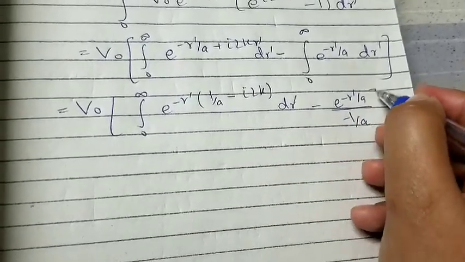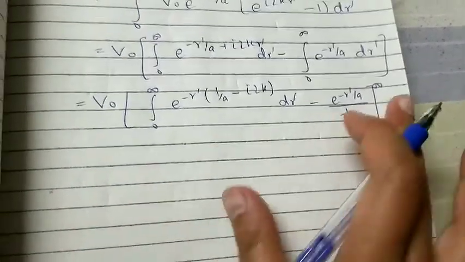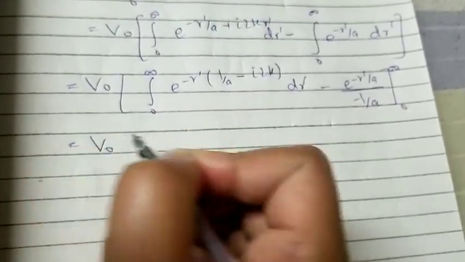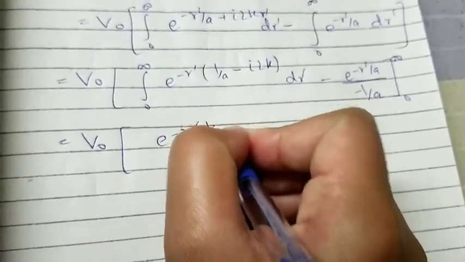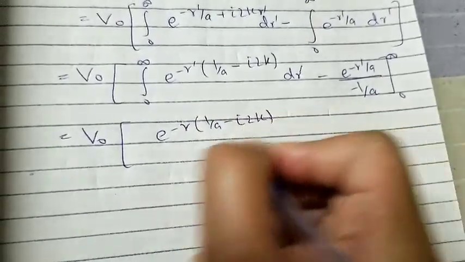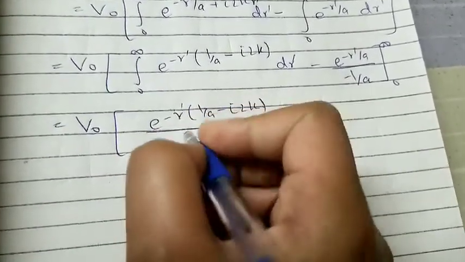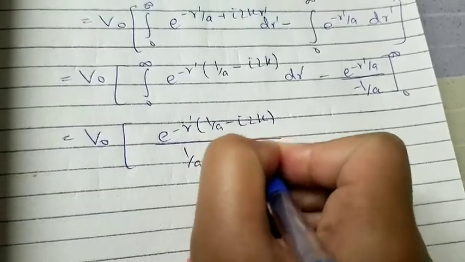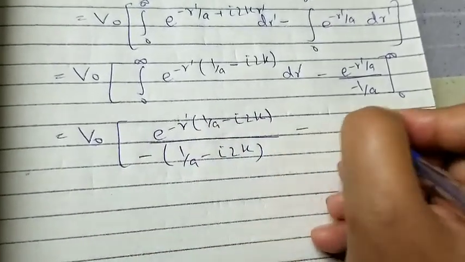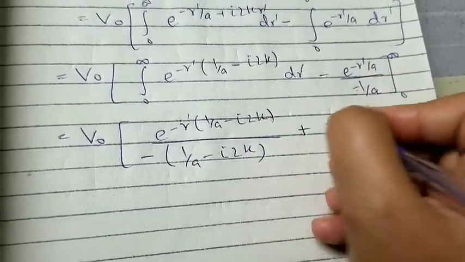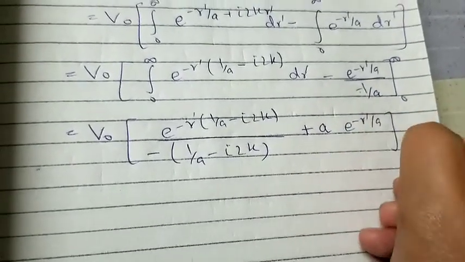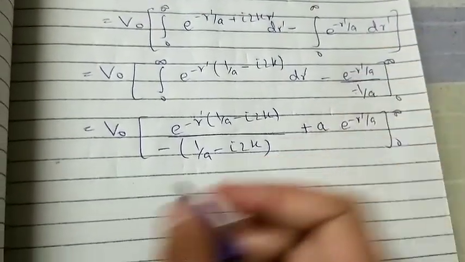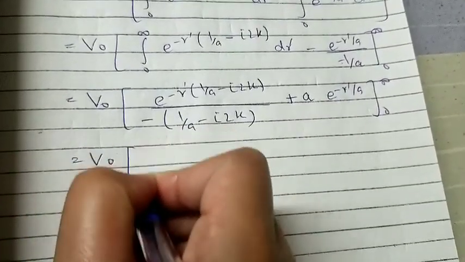a, derivative of the power, and integration of this thing is 1 over a minus iota 2k with negative sign. This negative sign cancels out with it, and it is e to the power minus r prime by a. This is 1 over a, it jumps out and cancels in the numerator.